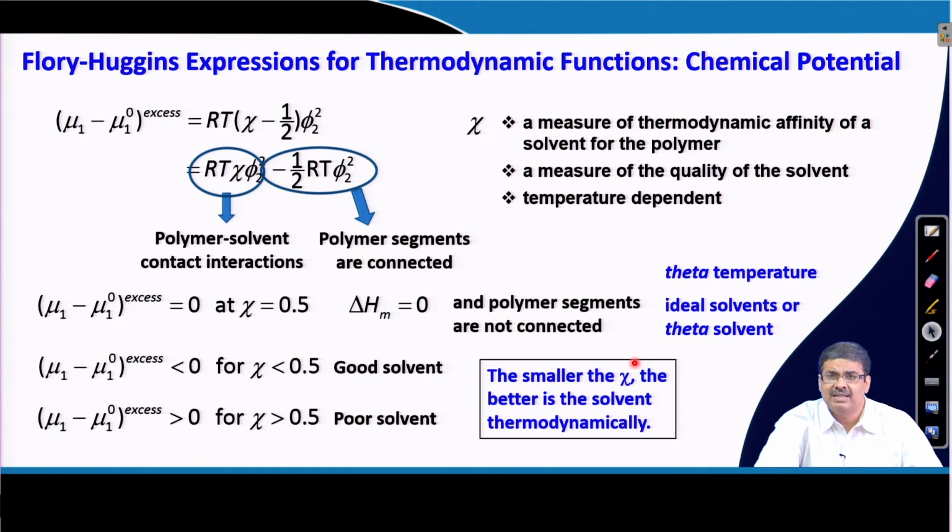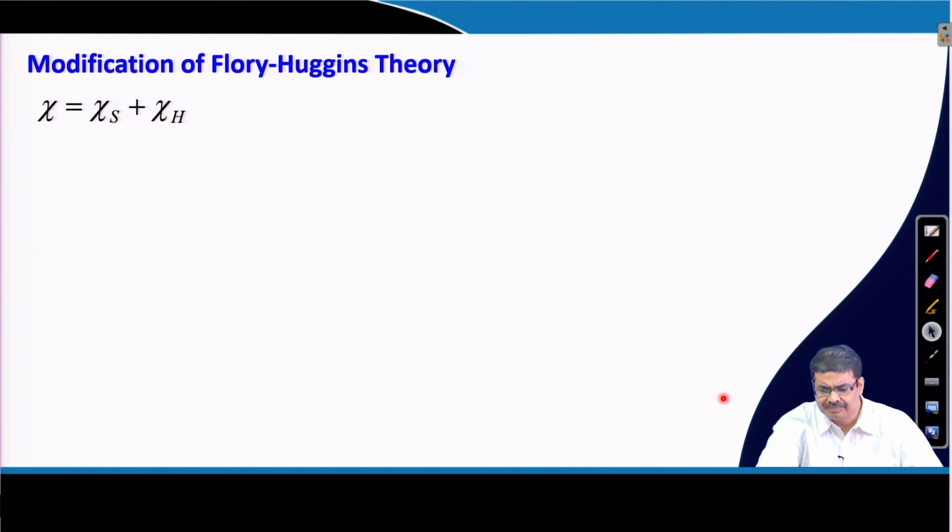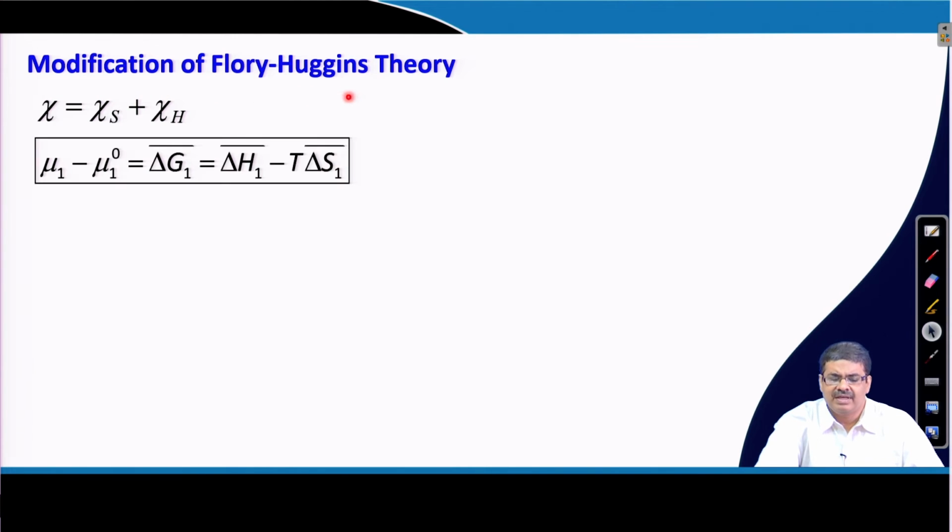Now, in most cases, as we increase the temperature, the value of chi decreases, which means that if we increase the temperature, generally the solubility of the polymer in a solvent increases, because the value of the polymer solvent interaction parameter decreases. We will discuss this in a little more detail when we talk about the phase behavior of polymer in solution in a coming lecture. We will come to the modification of Flory-Huggins theory.